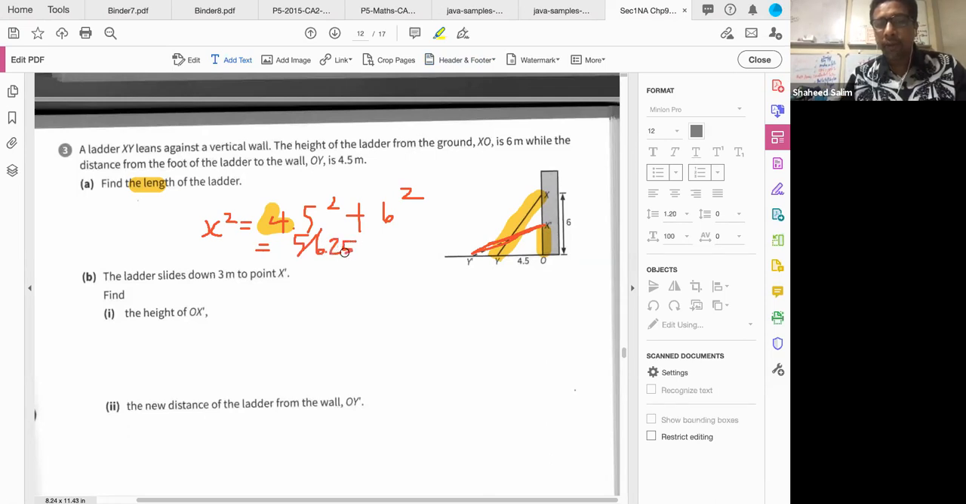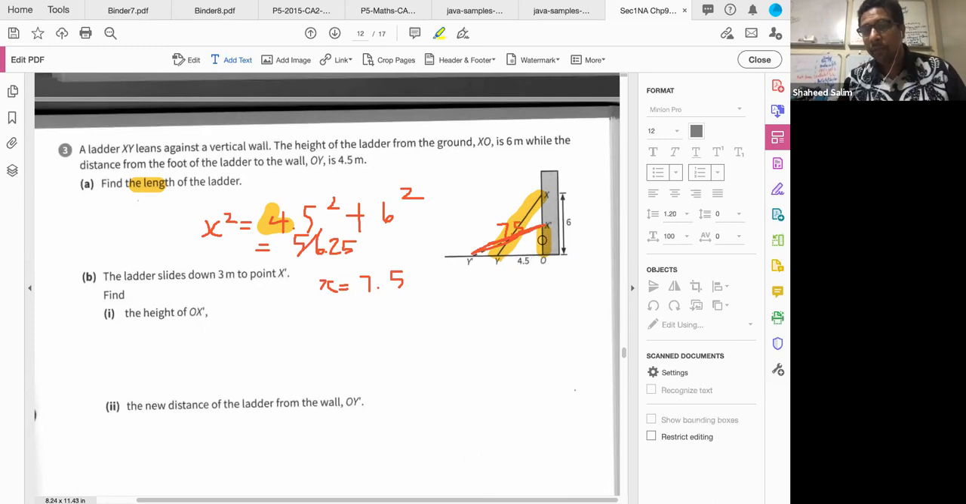So now in order to find X, you just square root this number. 56.25 square root, and you get 7.5. So that means the ladder is 7.5. This red thing is also the ladder because it slides down the wall, or this is the wall, it's like zzz.